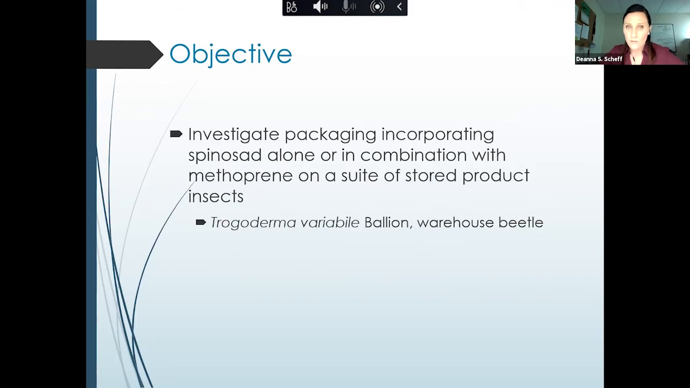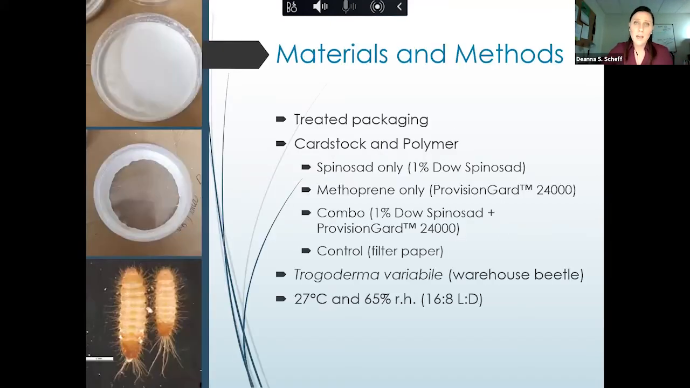So our objective was to investigate this packaging incorporated with spinosad alone, or also in combination with the traditional methoprene, across a variety of stored product insects. For this presentation, I'm going to focus specifically on Trogoderma variabile, the warehouse beetle. We worked with a collaborator in the United States called Provision Guard, and they were able to create cardstock and polymer packaging for us. Cardstock is shown up here on the top, and a polymer-based packaging here on the bottom.